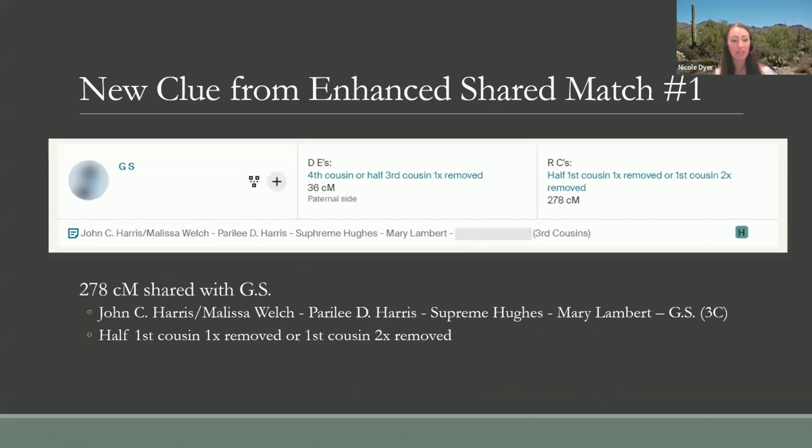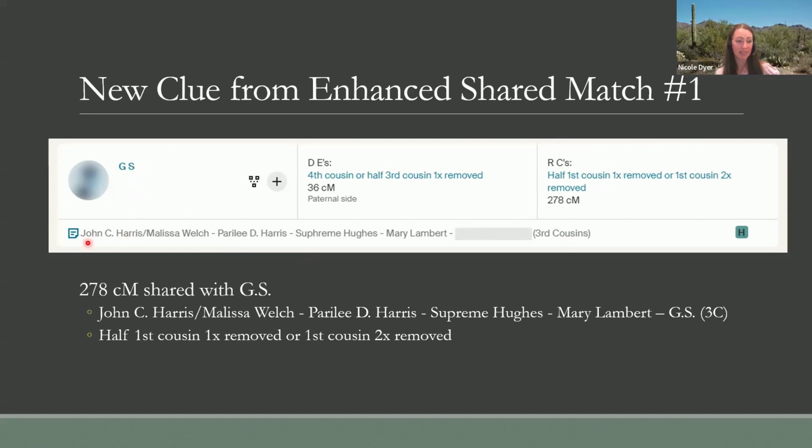So now let's look at the new clues from the enhanced shared matches. I scrolled through all of the enhanced shared matches for RC. And the first one that I saw that stood out was this one right here, GS. And GS shares only 36 with my mom, with Diana, but shares 278 with RC. So GS can now help us identify RC because we already know who GS is.